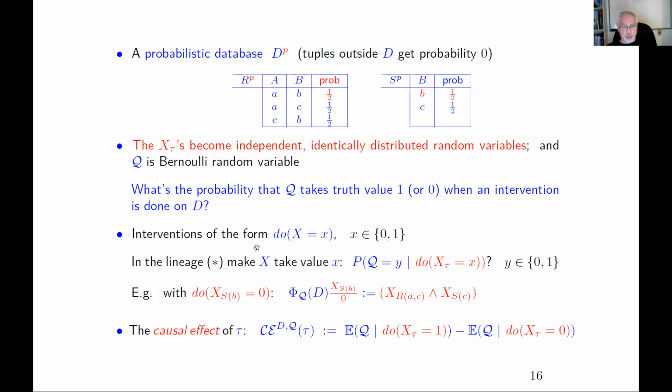So if we change a value in the lineage of the query, we can start asking things. What is the probability that Q takes the value y, that can be 0 or 1, when the variable x_tau, standing for the presence of the tau in the database, is equal to x? Again, x equals 0 or 1. So basically, we have 4 cases here to consider. For example, if we perform this intervention, that means we make x_tau be 0, or in other words, we delete it from the database.